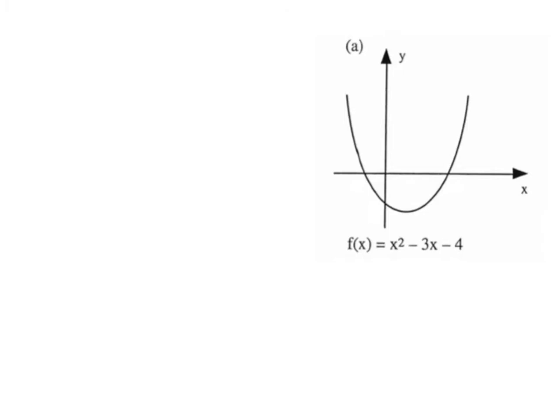Now, we've already worked out that this is graph A again, so this point is minus 1, 0, and this is 4, 0. What we want to do now is to work out the coordinates of the turning point and the equation of the axis of symmetry. So I want to work out the equation of this line here. Axis of symmetry then.